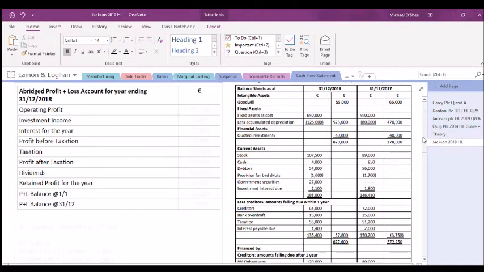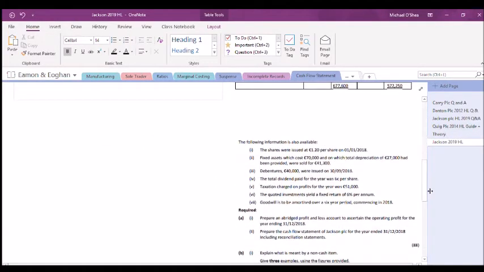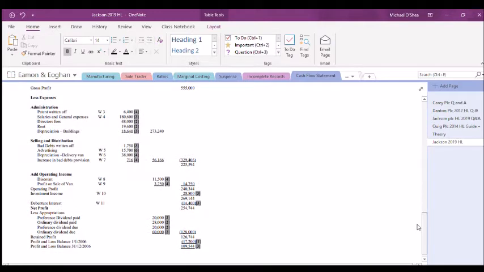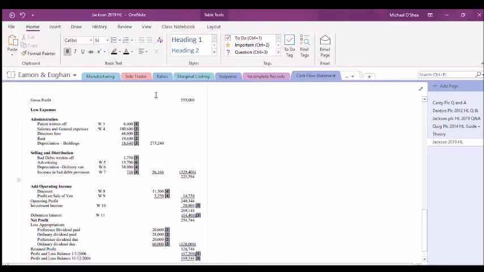The first thing you look at when you're doing a cash flow statement is an abridged profit and loss. So what is an abridged profit and loss? I'm going to show you here a normal profit and loss, a full profit and loss from the gross profit down. So usually you'd work down to your gross profit, you take away your admin, your selling and distribution, and you'd add your operating income, and you get what we call operating profit.